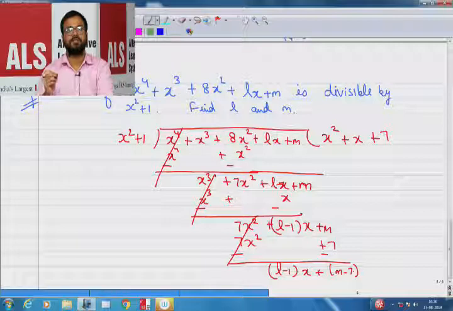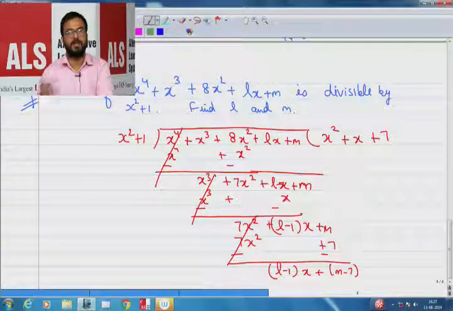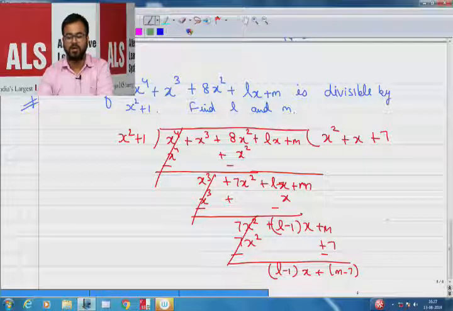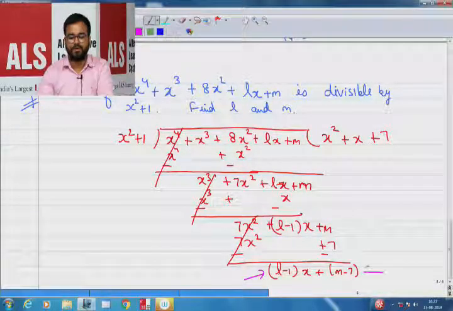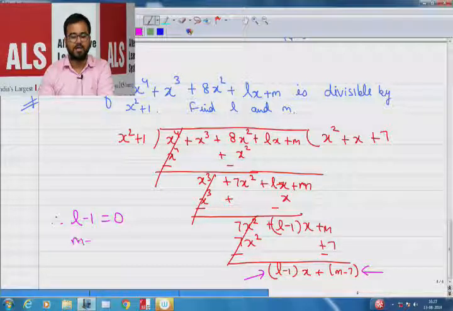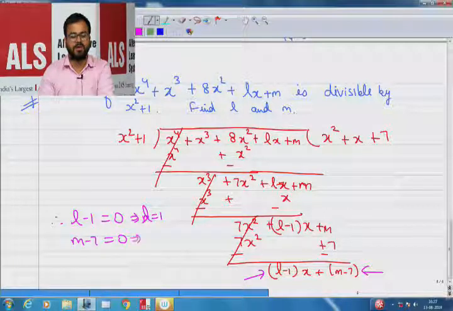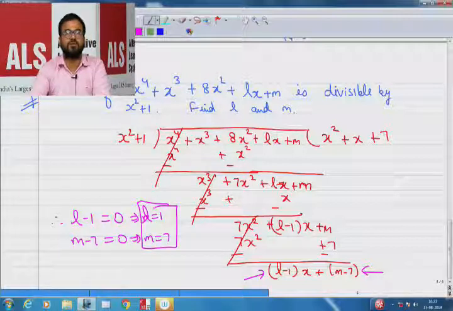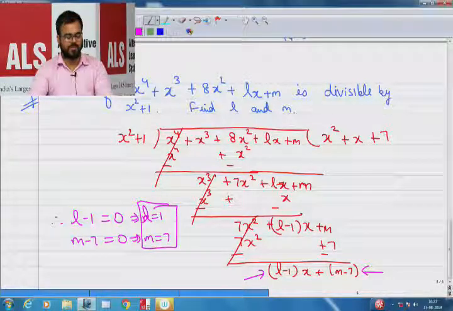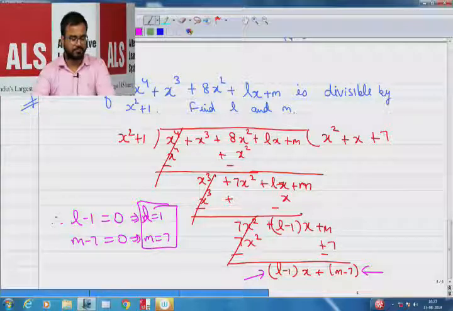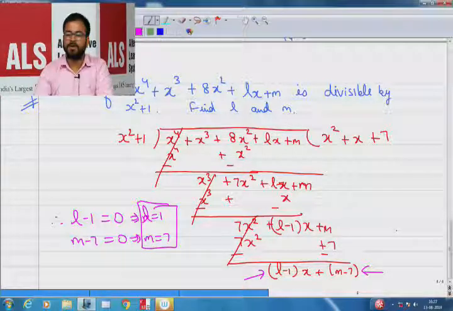Now the question says that it is exactly divisible. Exactly divisible means the remainder has to be 0. Now when will the remainder be equal to 0? When these two things are 0. So since the remainder has to be 0, therefore l minus 1 has to be 0 and m minus 7 has to be 0. It implies that l is equal to 1 and m is equal to 7. So when l is equal to 1 and m is equal to 7, we can say that the polynomial is exactly divisible by x square plus 1. I hope it is clear to all of you.